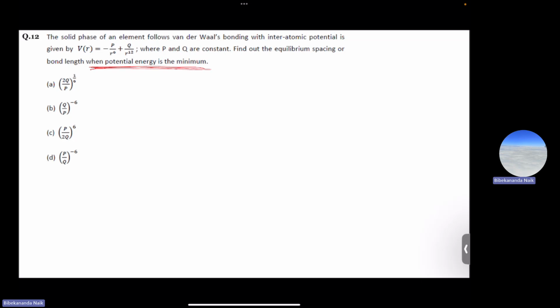So if you come to this question, the question says the solid phase of an element follows van der Waals bonding with interatomic potential, which is given by V(r) equals minus P by r to the power 6 plus Q by r to the power 12, where P and Q are constants. Find out the equilibrium spacing or bond length when potential energy is the minimum. The options are (2Q by P) to the power 1 by 6, (Q by P) to the power minus 6, (P by 2Q) to the power 6, and (P by Q) to the power minus 6. So these are the four options. I'll give you a few minutes to try this question, and then I will discuss.